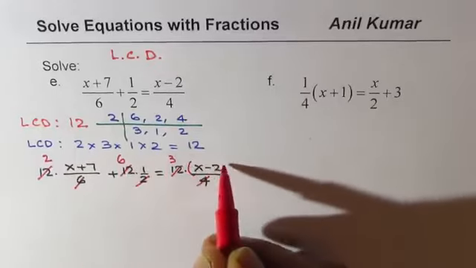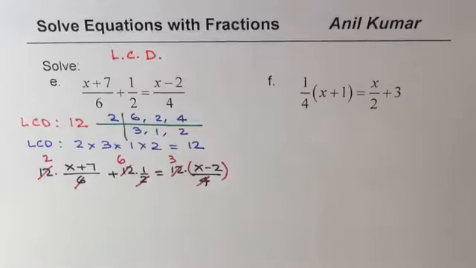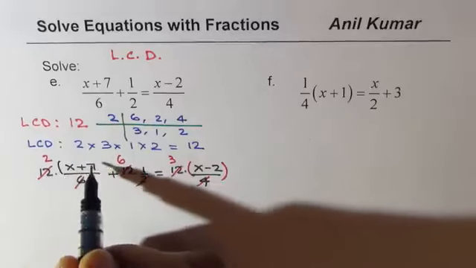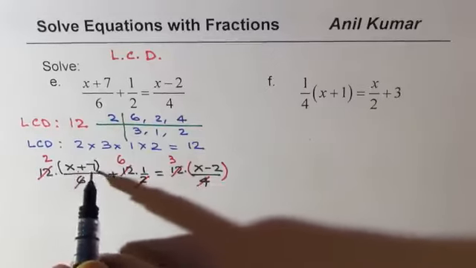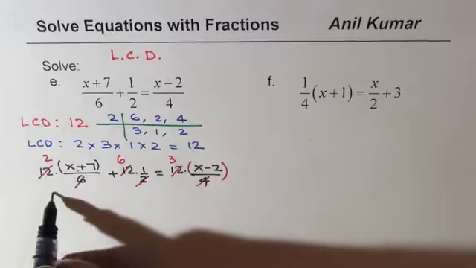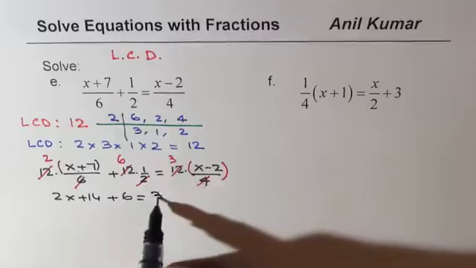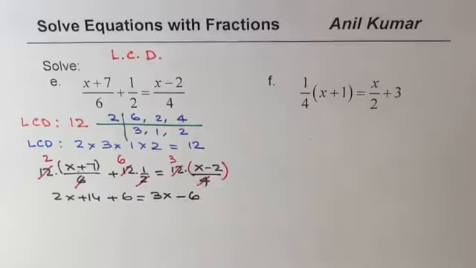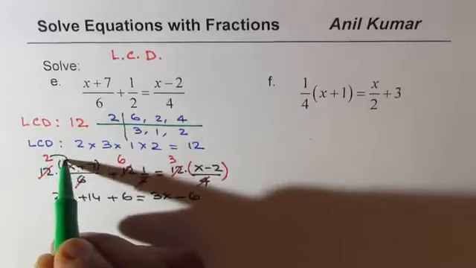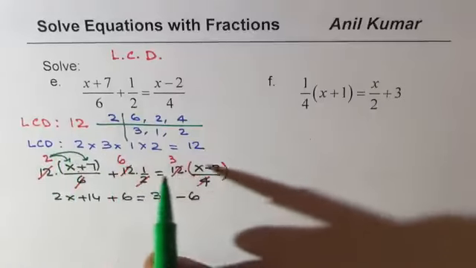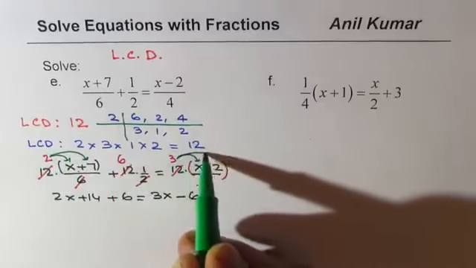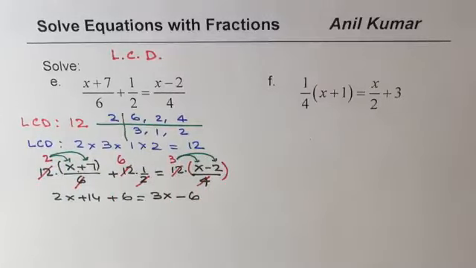Now this 3 should be multiplied to both. Remember this part, right? Otherwise you will get the wrong answer. Same here, 2 has to be multiplied with both x and 7. So when you open this bracket, you get 2x plus 14 plus 6 equals 3x minus 6. I hope this step is clear. We are multiplying this 2 with both the numbers, right? Applying the distributive property.